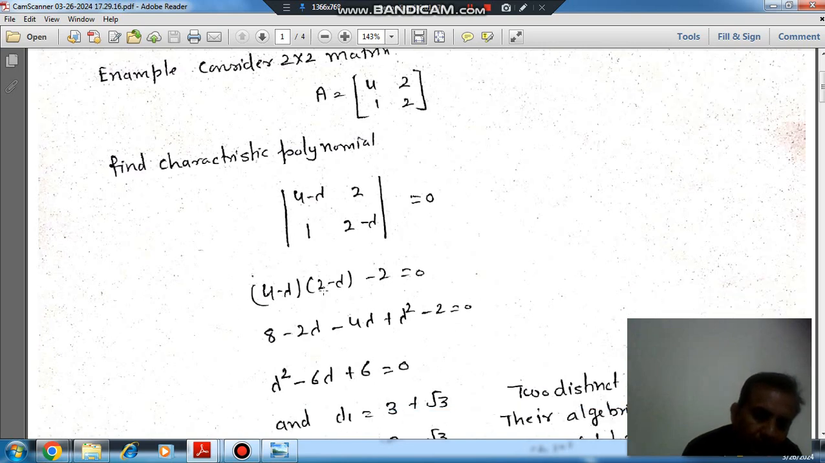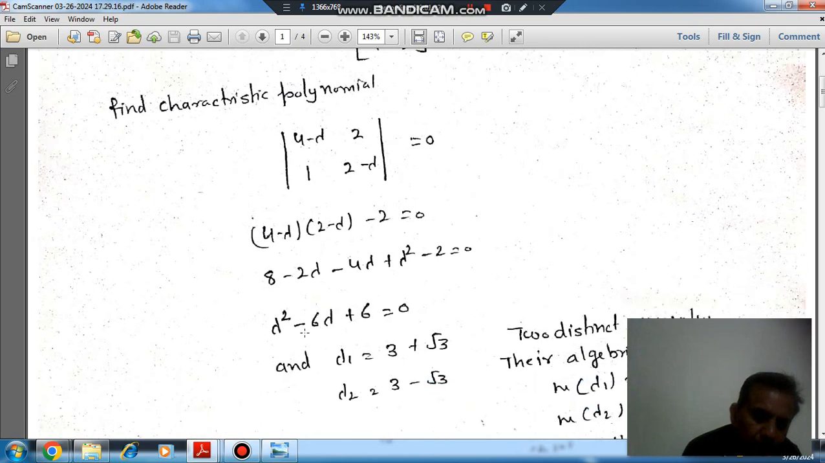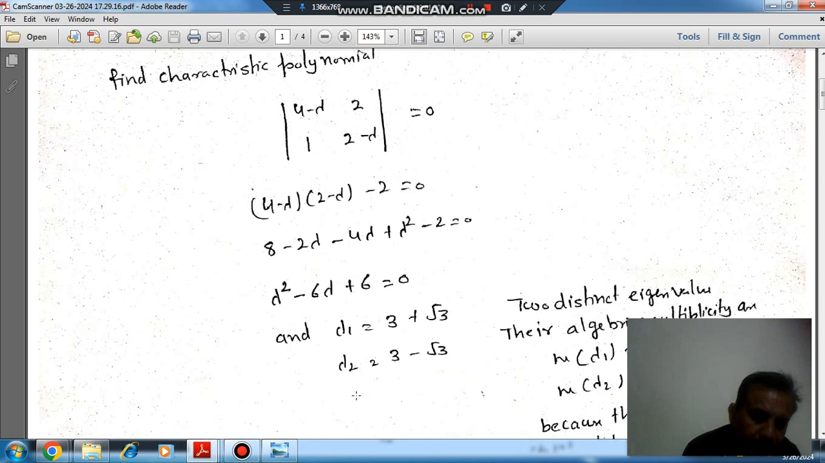So (4 minus lambda)(2 minus lambda) minus 2 will be 0, or the equation comes out as lambda square minus 6 lambda plus 6 is equal to 0. From this we get two roots, lambda 1 is equal to 3 plus root 3 and lambda 2 is equal to 3 minus root 3. As both are different, both are appearing one time.